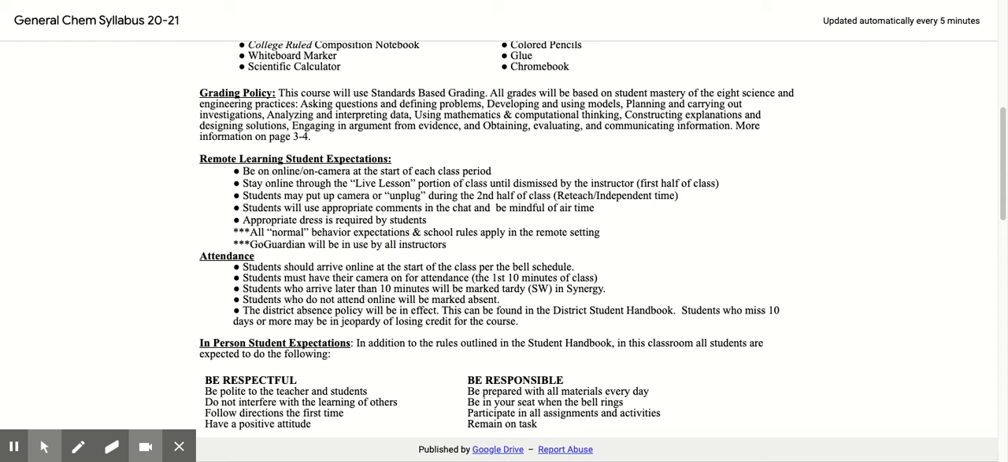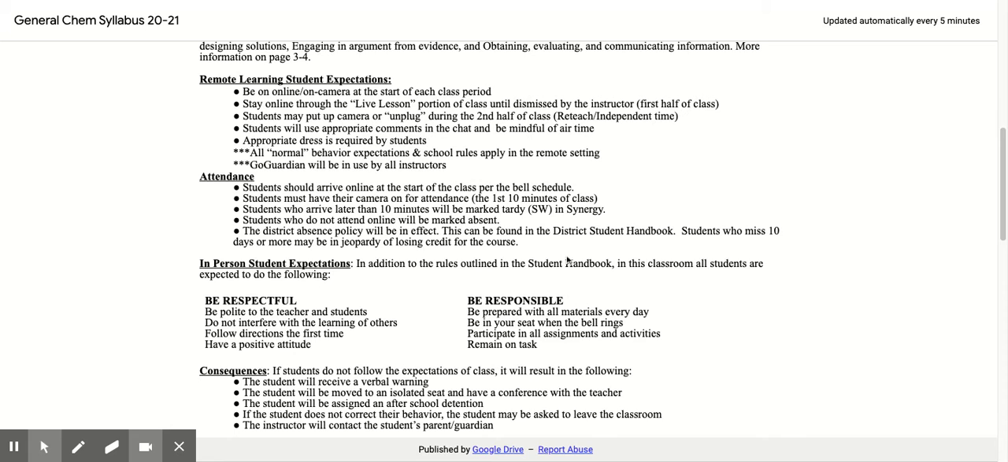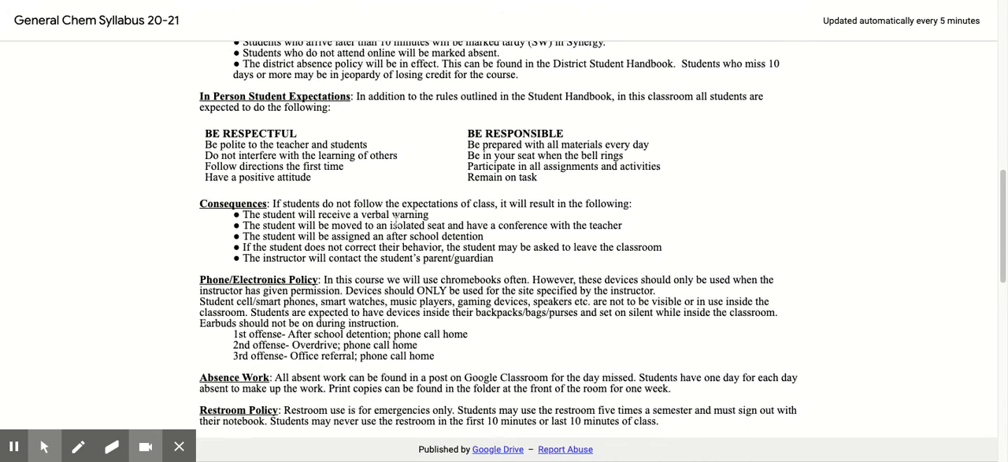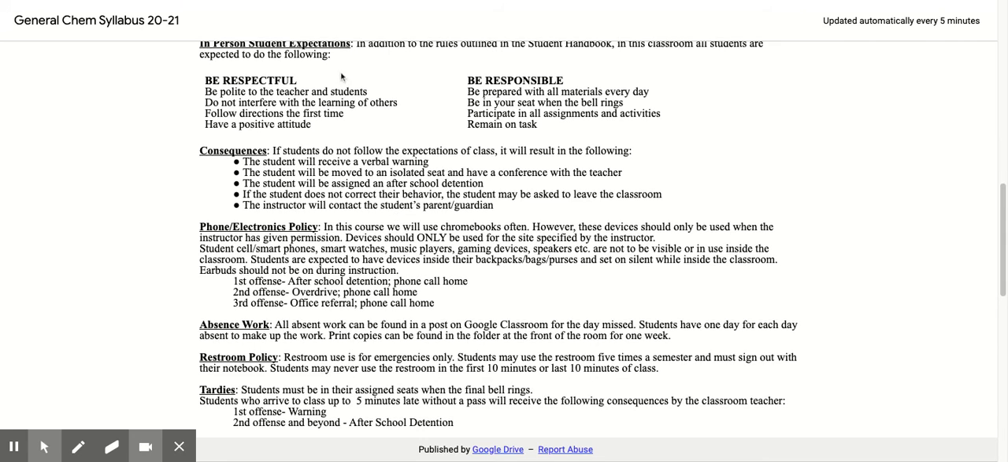Okay. So just remember, even online, even in person, I expect you to be respectful. I expect you to be responsible. Okay. I have information here as well about consequences. It's always going to be a warning. I'll conference with you. I'll get parents involved. It's going to progress, but hopefully it's not going to come to that.